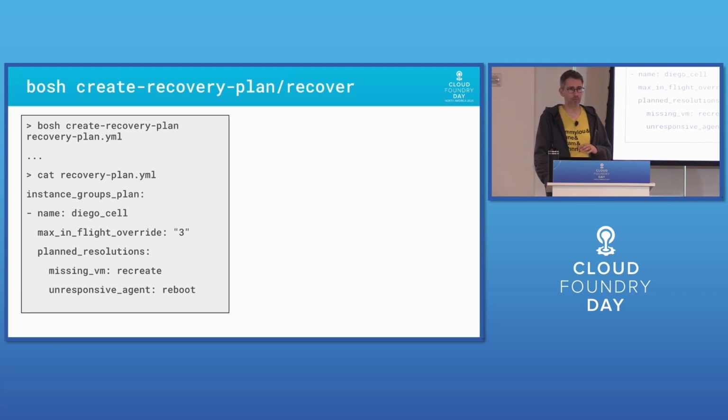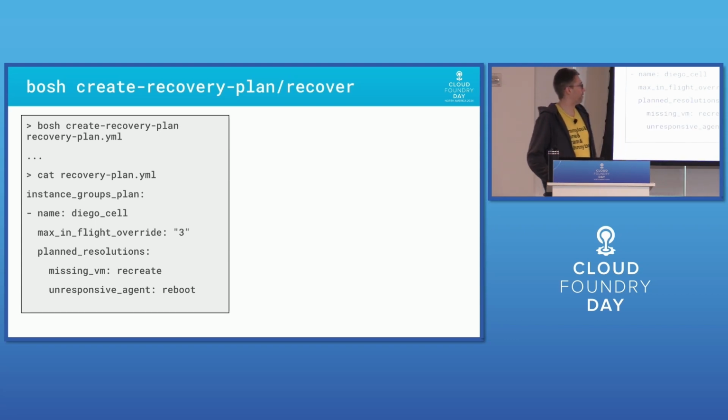The other thing was max_in_flight, where often people have pretty conservative max_in_flights, but in a disaster recovery scenario, you're not thinking about how to keep availability up, because that's already gone. We just want to get back to having all the VMs in a state where they're trying to recover as fast as possible.